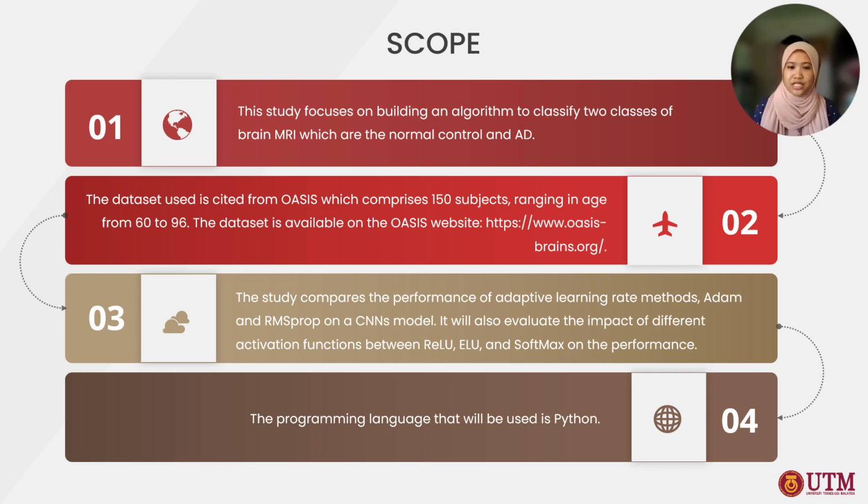The study compares the performance of adaptive learning rate methods, Adam and RMSProp, on a CNN model. It will also evaluate the impact of different activation functions, ReLU, LU, and SoftMax, on the performance. The programming language that will be used is Python.